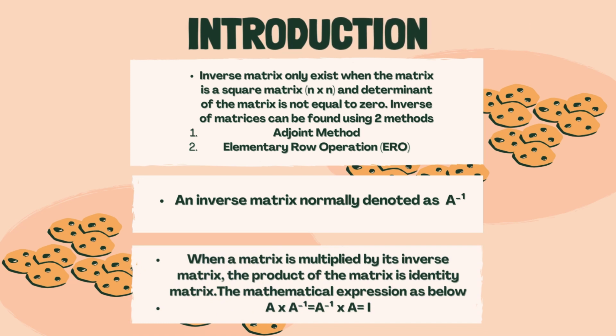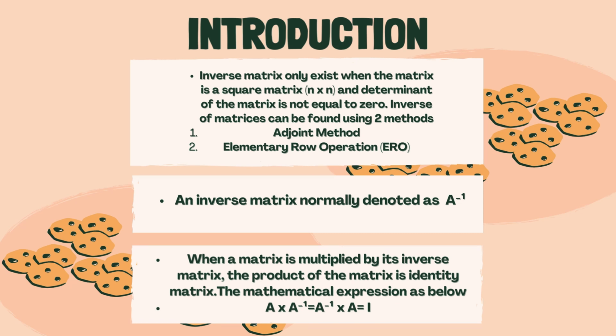We have an introduction to inverse matrix. An inverse matrix only exists when the matrix is a square matrix, which is an n by n matrix. For example, we have 2 by 2 and 3 by 3 matrices. And the determinant of the matrix is not equal to 0. If the determinant of the matrix is equal to 0, therefore the matrix is not invertible.